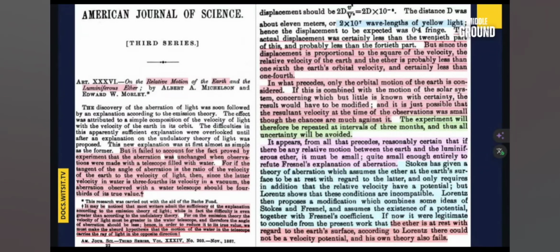But since the displacement is proportional to the square of the velocity, the relative velocity of the Earth and the ether is probably less than 1/6 the Earth's orbital velocity and certainly less than 1/4. In what precedes, only the orbital motion of Earth is considered. If this is combined with the motion of the solar system, concerning which but little is known with certainty, which they make a specific claim is going about 500,000 miles per hour now, then the result would have to be modified. So actually, the current prediction would be slightly different based on the predictions of the additional vectors that are in the model now. It is just possible that the resultant velocity at the time of the observations was small, though the chances are much against it. The experiment must therefore be repeated at intervals of 3 months, and thus all uncertainty will be avoided.